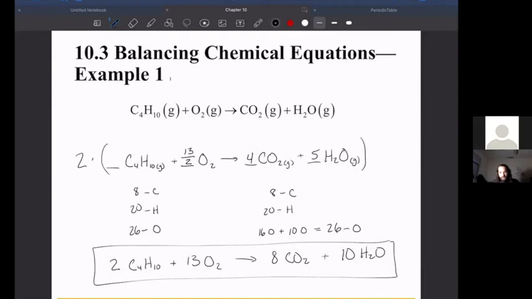So if I didn't have 13 oxygen gas molecules, I wouldn't be able to make 8 CO2s and 10 H2Os. The other thing is, that's always the ratio that these are going to be reacted in. I'll always have 2 of these C4H10s reacting with 13 oxygens. It's a perfect ratio.